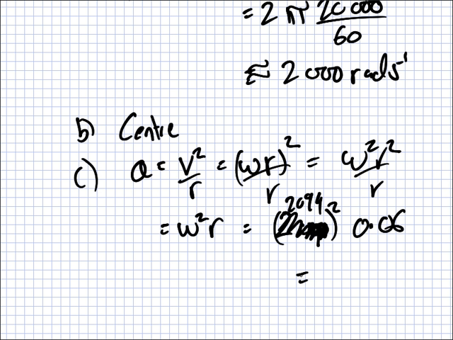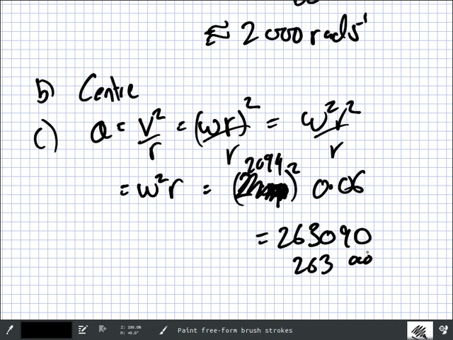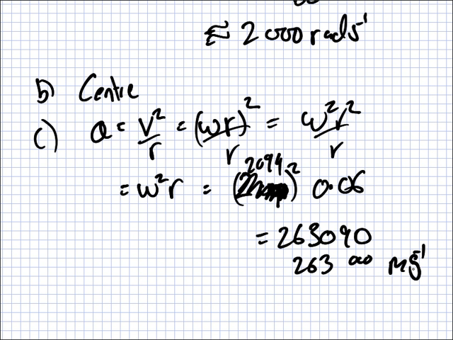What you get? Pretty big number, yeah? What you get? 263,094. 263. So that's 263,000. What's the unit? Meters per second. No, just meters per second squared, yeah. Not marked. Radians per second squared.